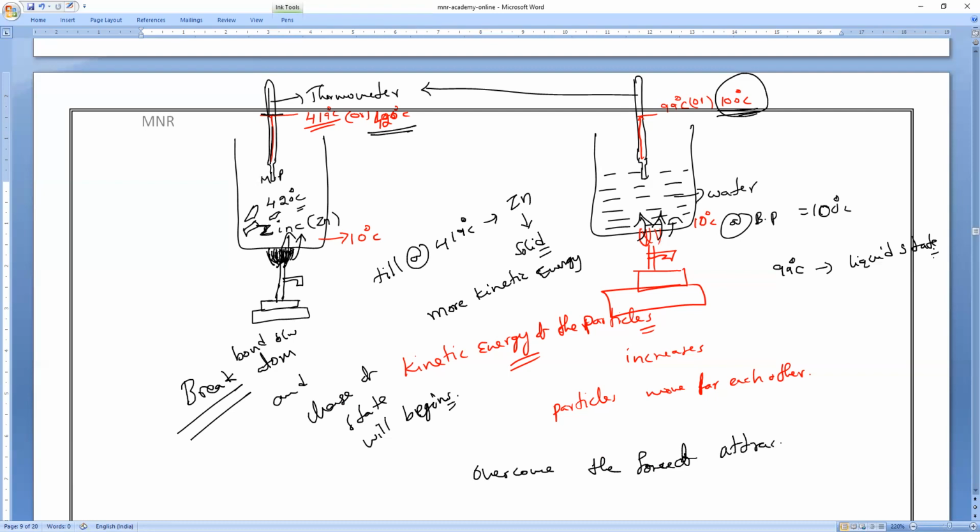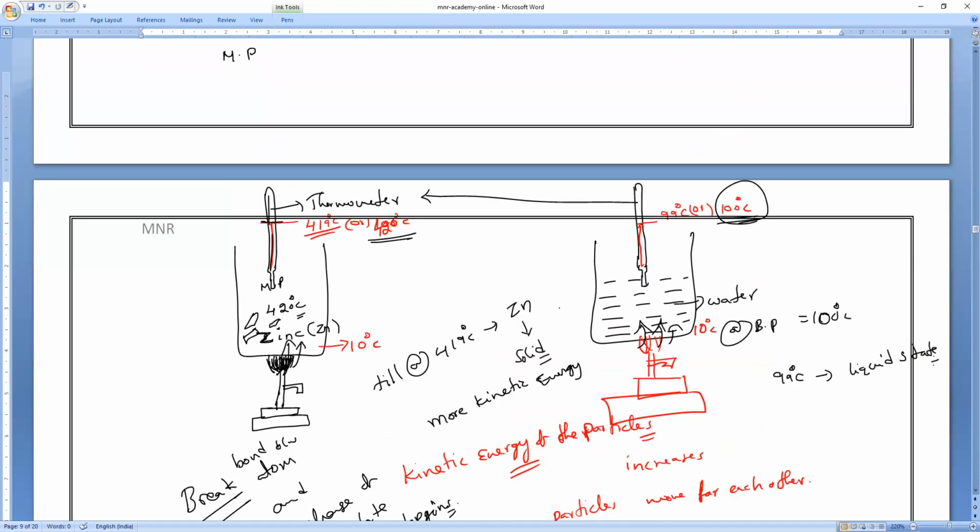Understanding? So that means up to 419 degrees Celsius, it will gain the energy. Till 419, 420 degrees, it will gain the energy to break the bond. Then, during that time, the entire energy you are supplying will be useful, instead of raising the temperature, to break the bonds between them.